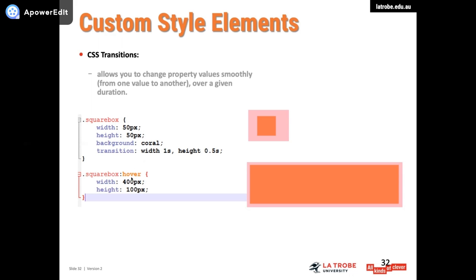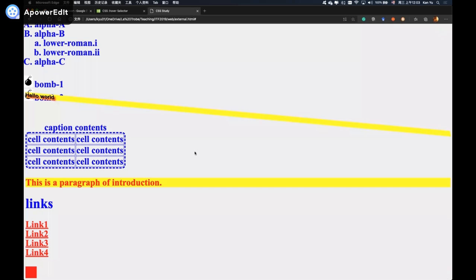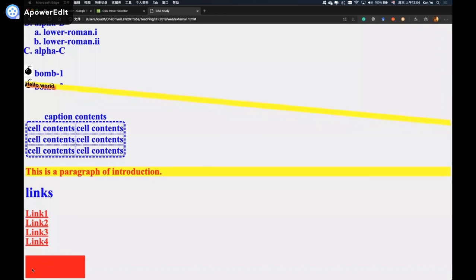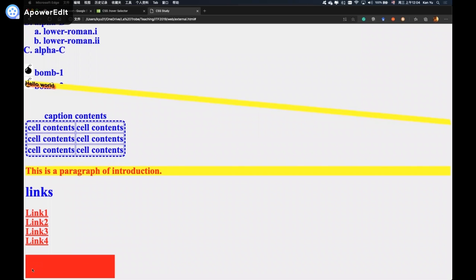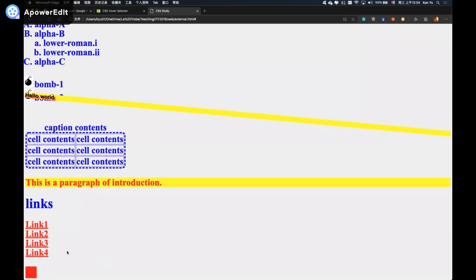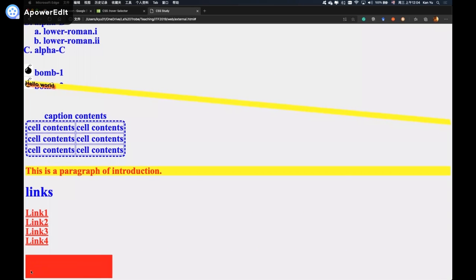So let's see the example for these changes. So here is the example. That's the initial square we just mentioned. When we move the mouse into this square, you will see the change starts. Finally, the width will change to 400 and the height will change to 100. When we move away, it will change back. When we move back again, it will change. So it will bring some dynamic effect to your website.